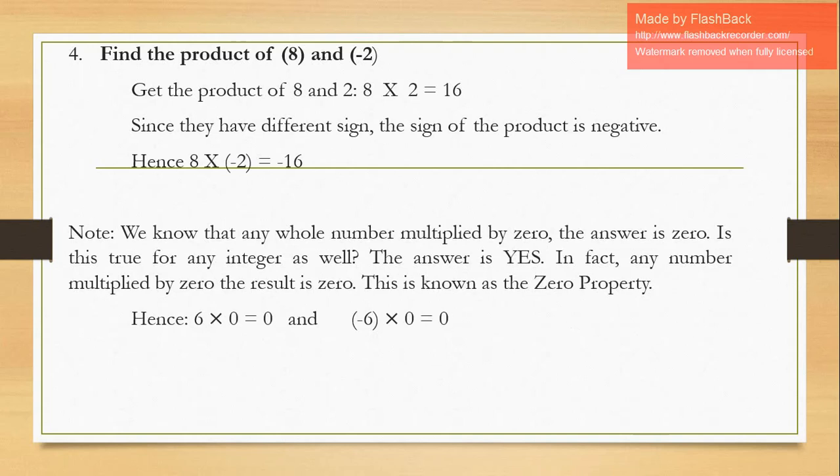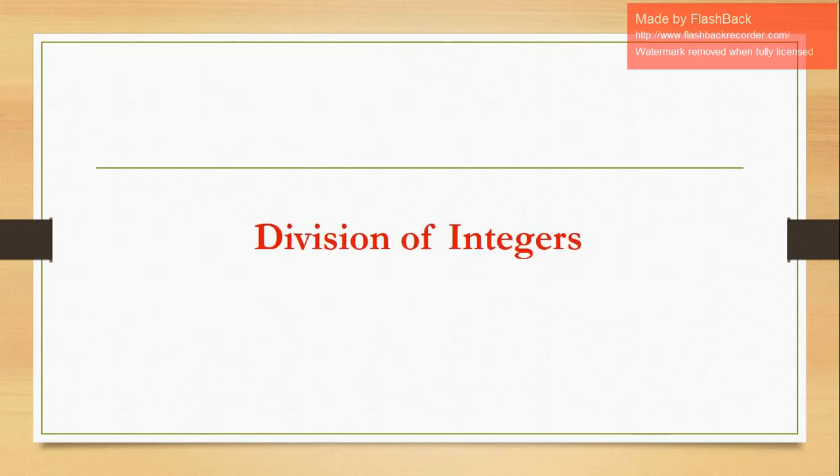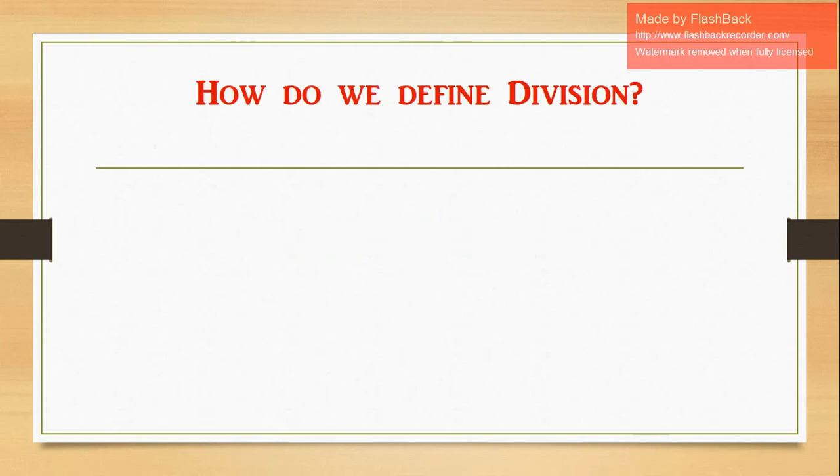Maybe you are asking what is the sign of 0. So, 0 doesn't contain any sign because 0 is neutral. Hindi siya negative, hindi siya positive, nasa gitna siya ng negative and positive numbers. So, neutral siya. So, wala siyang sign. Now, let's proceed to the division of integers.